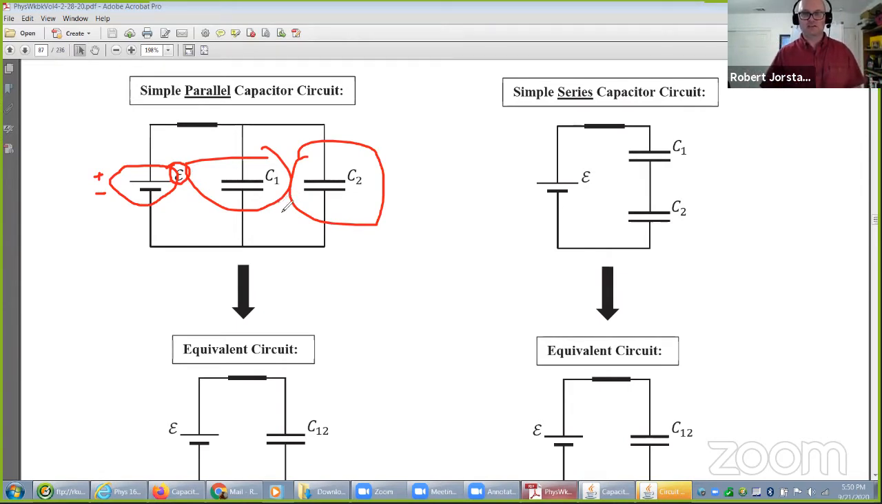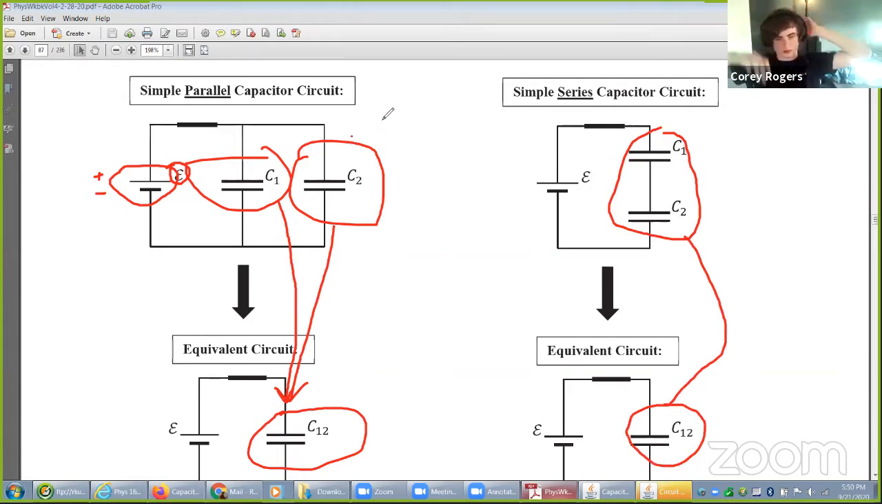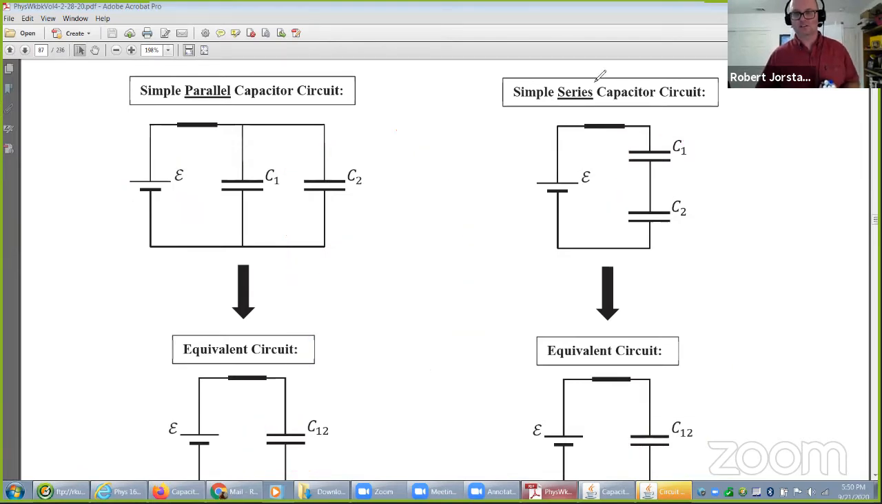You could take these two capacitors and combine them into a theoretical circuit that only has one capacitor. You could do the same thing with two capacitors in series, combining them into a theoretical capacitor here. So we're going to try to understand real-life circuits that have lots of capacitors in them by simplifying them to these equivalent capacitors. That's what we're going to start with.